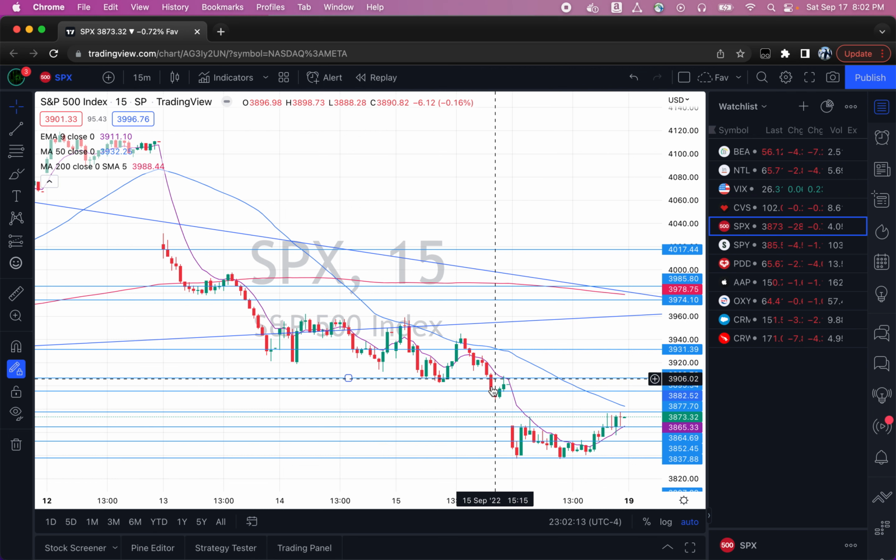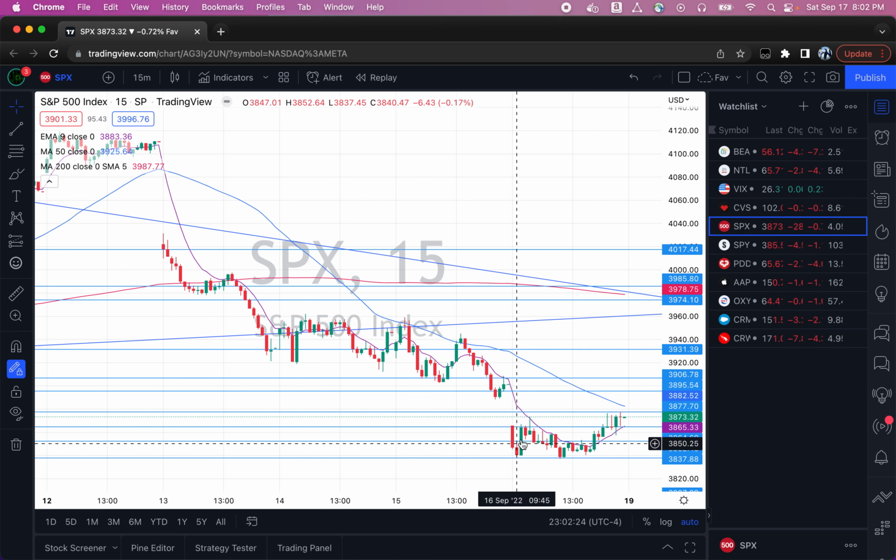So I entered here on this break, and I held through the next day. I swung the puts, and I sold somewhere around here, when it opened gap down the next day.